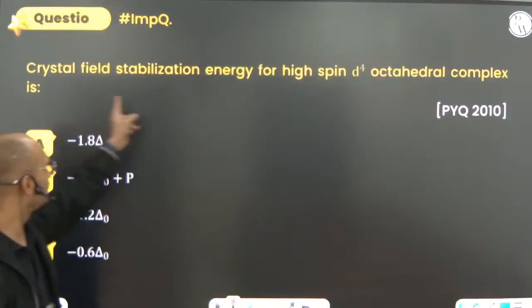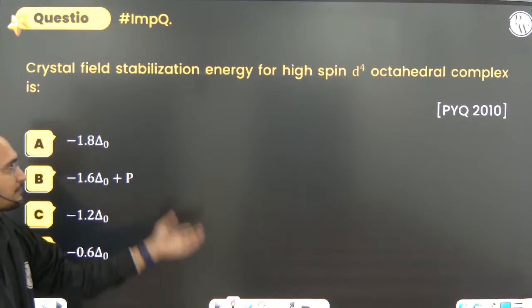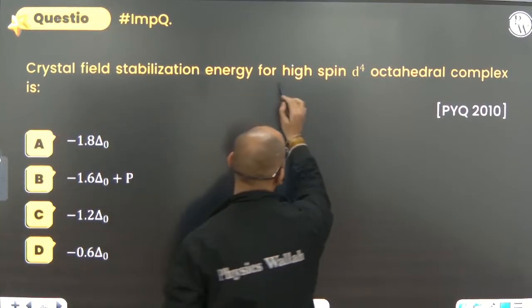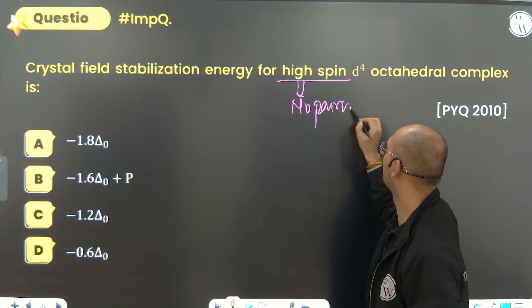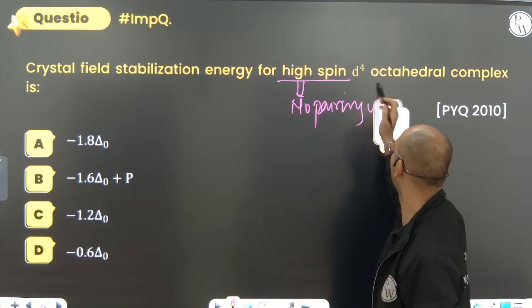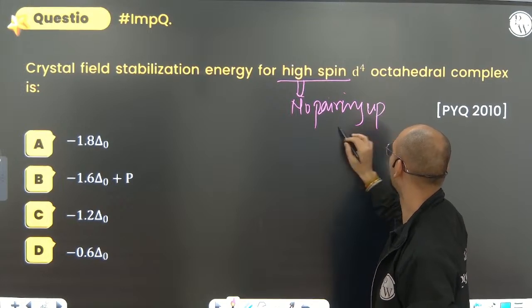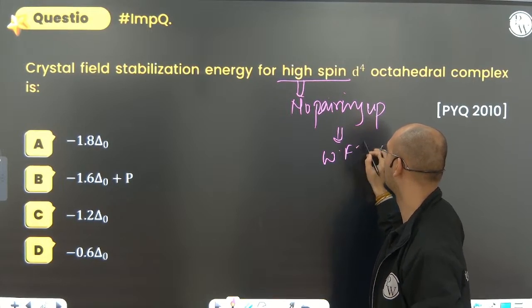Next, crystal field stabilization energy is high spin. High spin means no pairing up, no pairing up means weak field ligand is used.